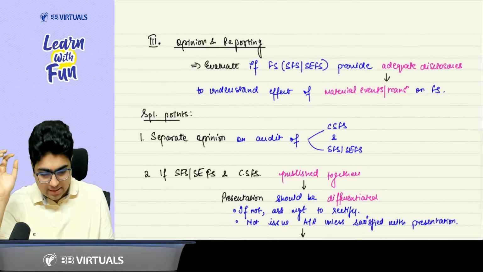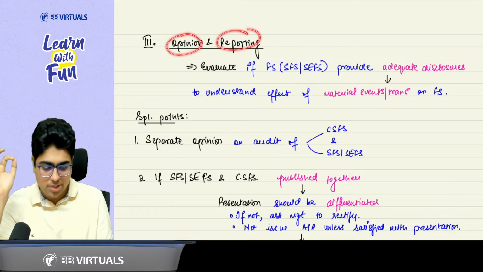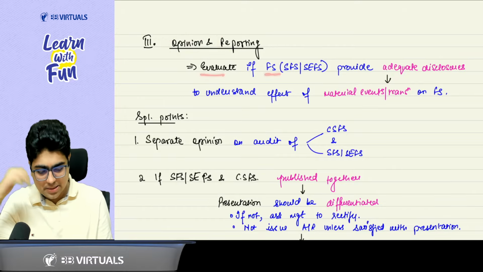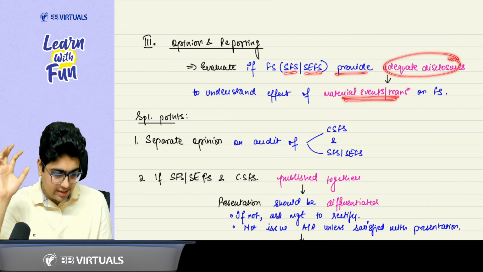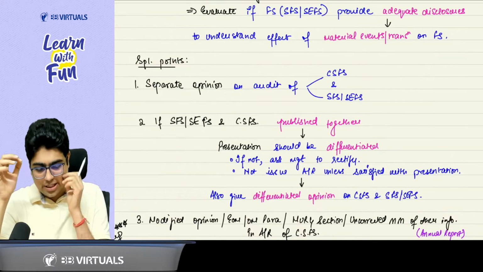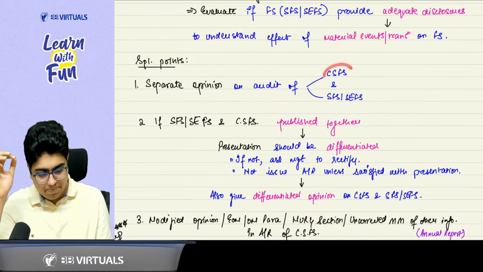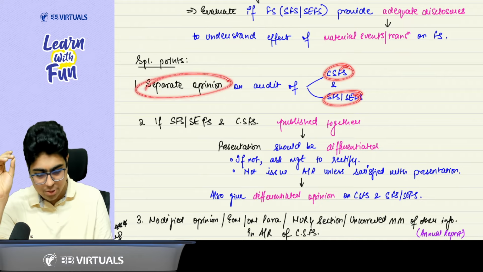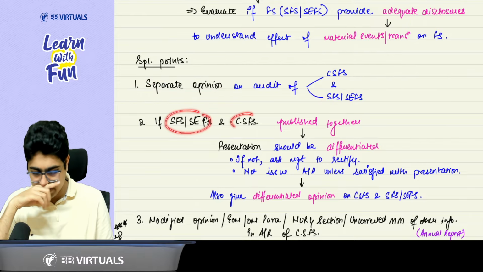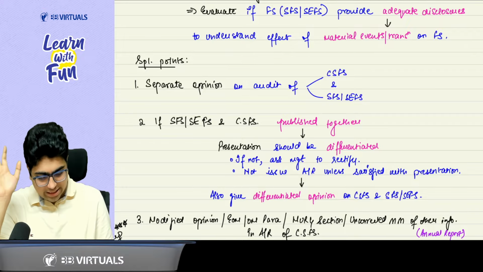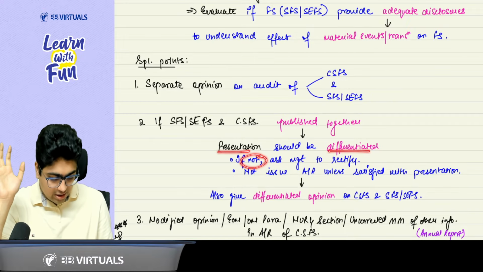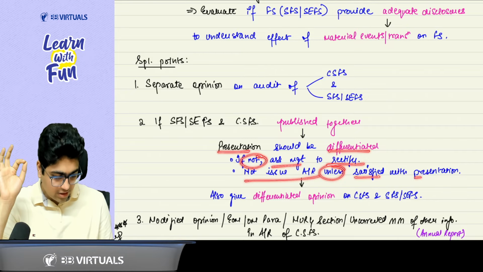What does this aspect say? Sir, whenever you are forming your opinion and reporting, you will evaluate whether the financial statements, that is the SFS or SEFS, provide adequate disclosure. About what? Material events and transactions. That's the basic. Now, sir, since you are giving your opinion on both the complete set and the SFS, you need to give a separate opinion on each. If the SFS, SEFS and complete set are published together, they should be differentiated, that is, the presentation should be differentiated. If it is not, ask the management to rectify. We will not issue the audit report unless we are satisfied with the presentation.